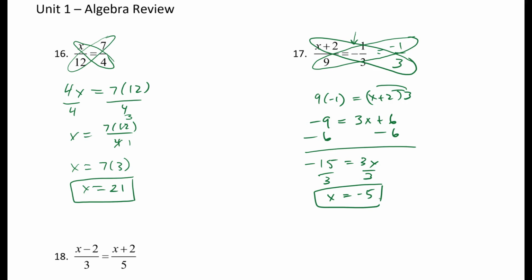Now, in this video, I haven't really been plugging things back in. Maybe in this one, I'll go ahead and do that. So to check to see if this works, you get x plus 2 over 9 equals -1/3. So if I put -5 in for x, I get -5 plus 2 over 9 equals -1/3. -5 plus 2 is -3/9. And that does in fact equal -1/3.